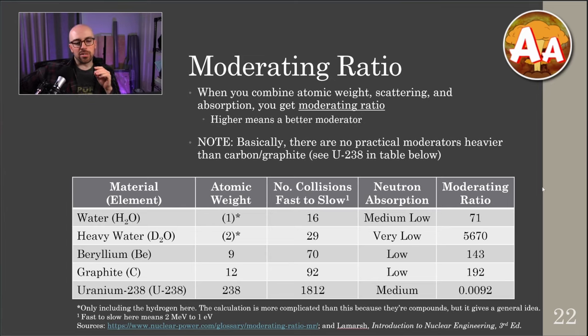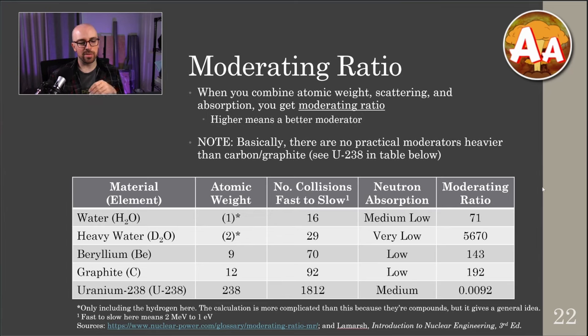Beryllium, another moderator possibility. Atomic weight 9, so a good bit heavier than our water moderators. Few more collisions from fast to slow. Pretty low neutron absorption. Good moderating ratio, about double that of water. Graphite, yes, the old graphite.